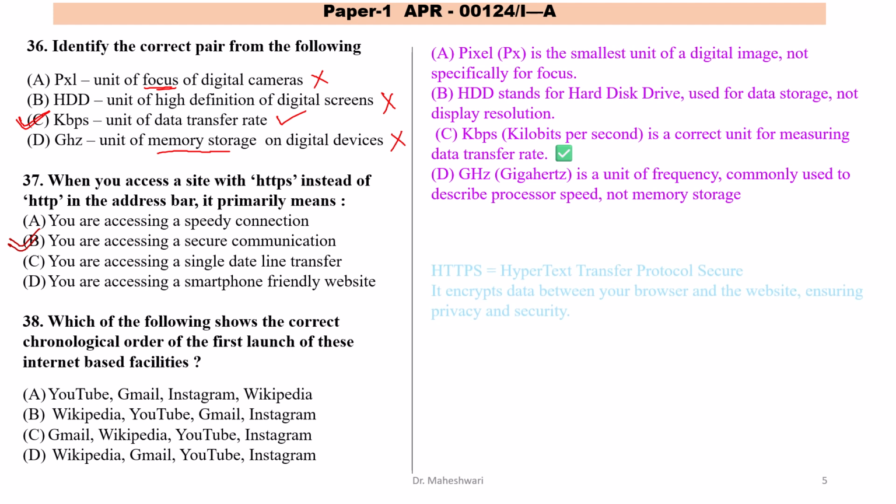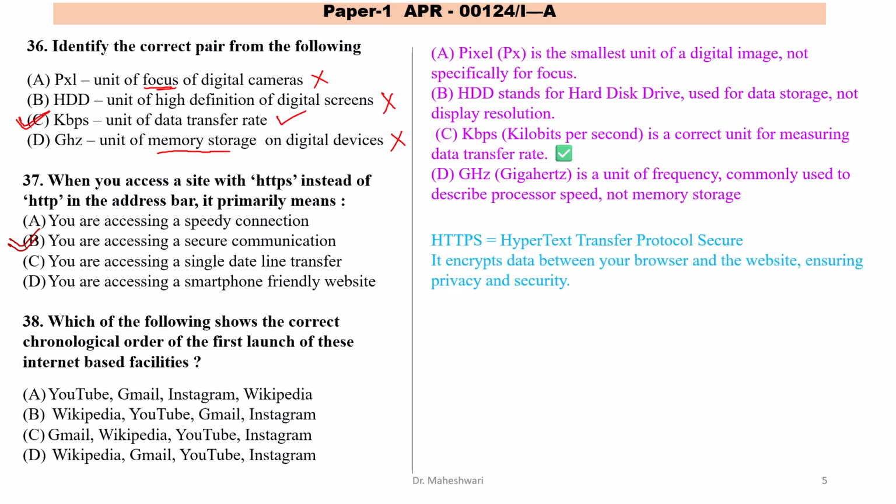So let us see the description. HTTPS is Hypertext Transfer Protocol Secure. See, many times they ask us a question like this, what is the long form? So you should know the long form also. It is Hypertext Transfer Protocol Secure. It encrypts data between your browser and the website, ensuring privacy and security. So option B is the correct option.